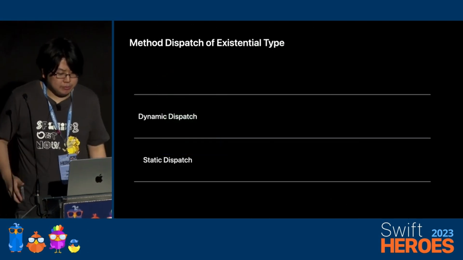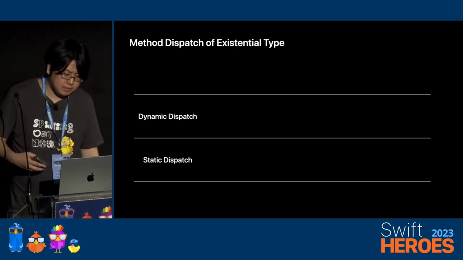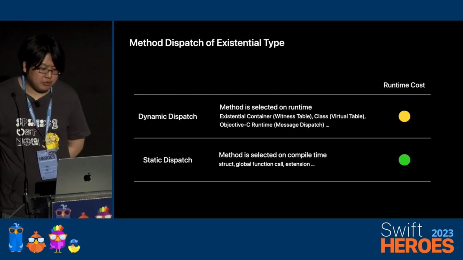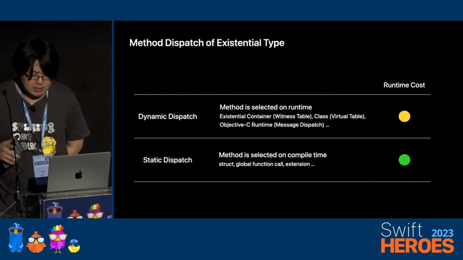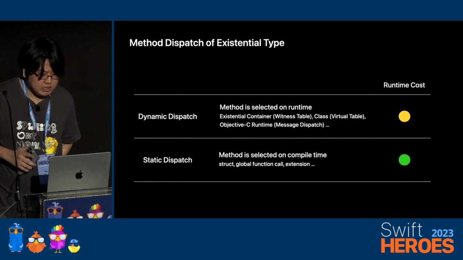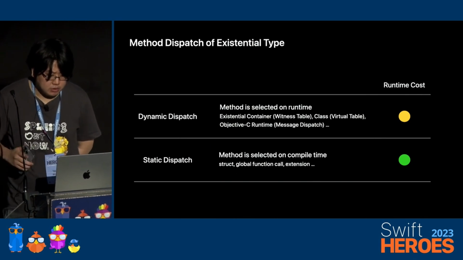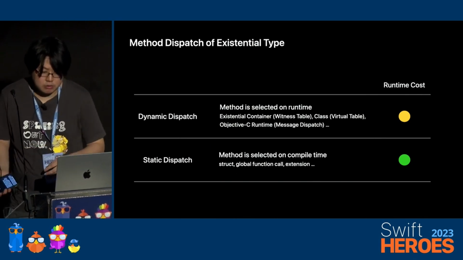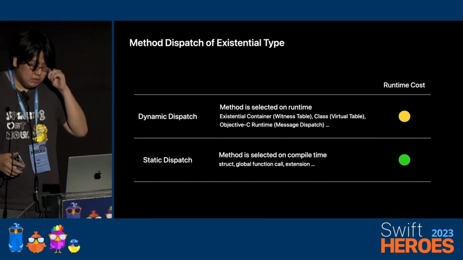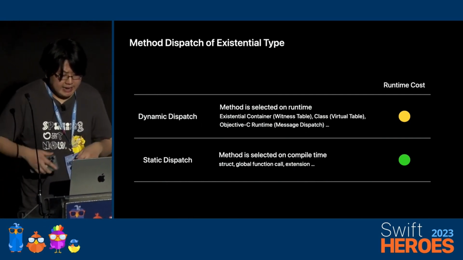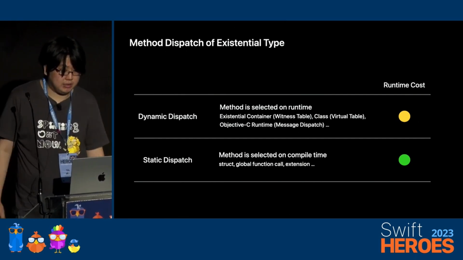Generally, there are two ways of dispatching methods in Swift: dynamic dispatch and static dispatch. Dynamic dispatch determines the function to call at runtime. For example, an existential type variable, a variable declared with a base class as its type, and methods related to Objective-C use dynamic dispatch. Static dispatch determines the function to call at compile time. For example, struct, global function, and function in extension are decided by static dispatch. The runtime cost of dynamic dispatch is higher than static dispatch, and it is a disadvantage of using the existential container.